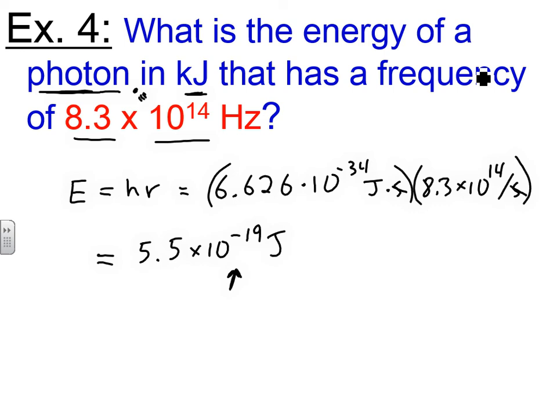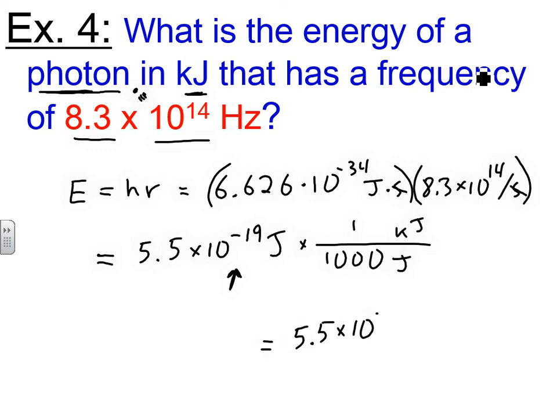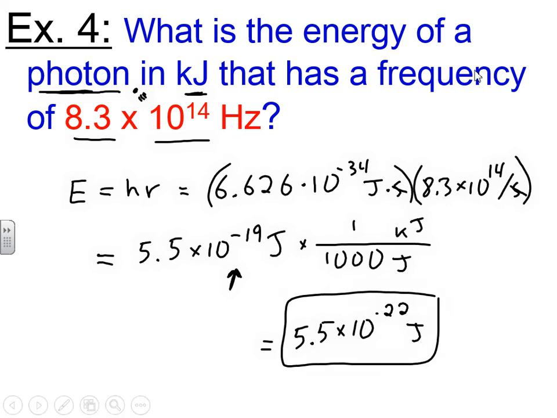Right, now we want this in kilojoules, so to go from joules to kilojoules, kilo means 1,000, but be careful, make sure you say that 1 kilojoule is 1,000 joules. You end up dividing this number by 1,000, 3 orders of magnitude, and you actually get 5.5 times 10 to the negative 22nd. So it becomes 3 orders of magnitude smaller. And this is the energy of a single photon in kilojoules. Go ahead and take a moment and answer this question using the same equation.